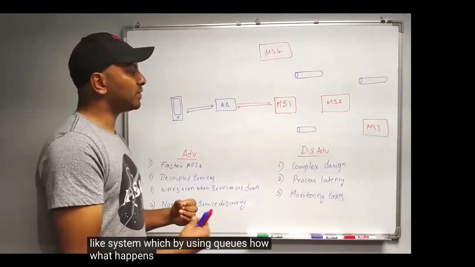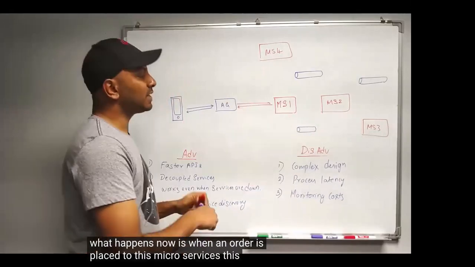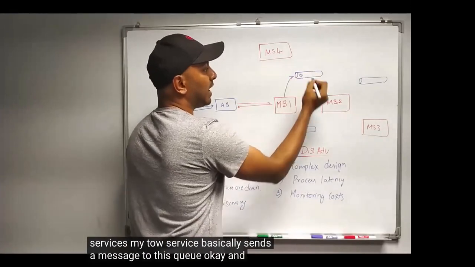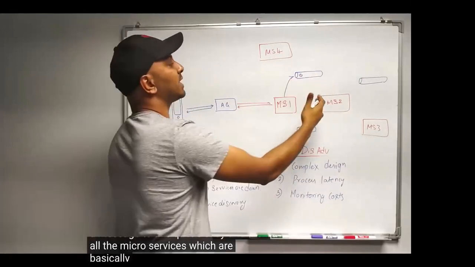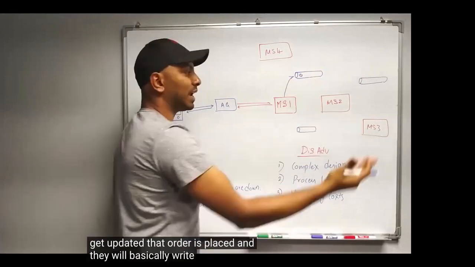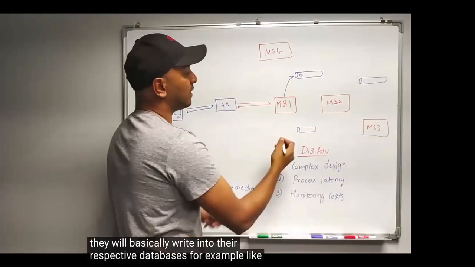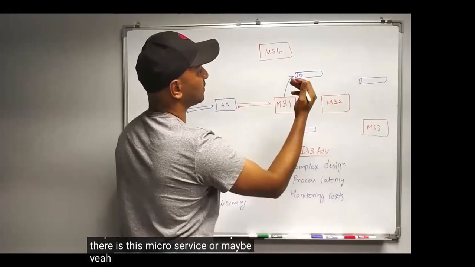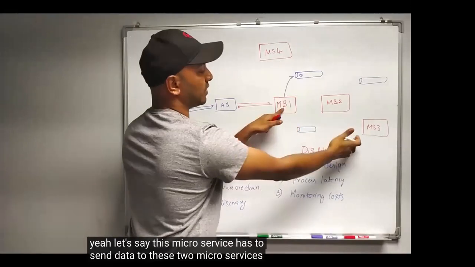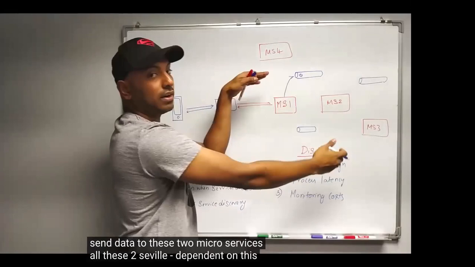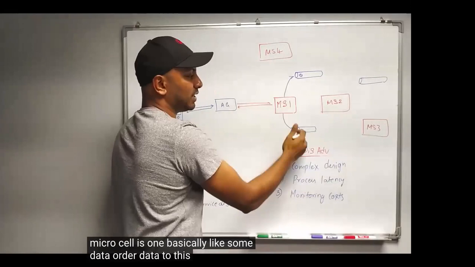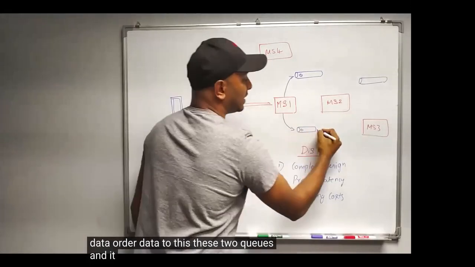What happens now is, when an order is placed to this microservice, it sends a message to this queue. Then all the microservices which are listening to this queue will get updated that an order is placed, and they will write into their respective databases. For example, let's say this microservice has to send data to these two microservices, or these two microservices are dependent on this microservice. Microservice 1 writes the order data to these two queues, and it will be consumed by MS3 and also MS4.